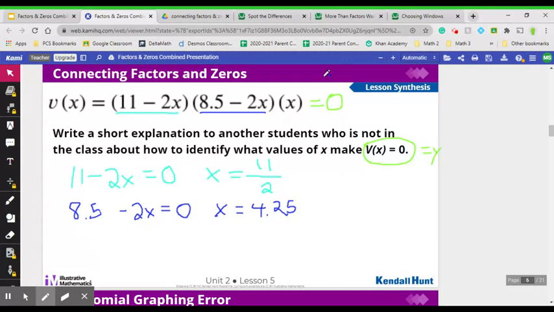And then the last one, something to look out for, when you just have x as a factor, that means this x right here is just going to be 0 automatically. And that's something to remember for future problems. And that's how you would find all the values when y is 0 or v of x equals 0. And just remember that all those x's you're finding, those are your x-intercepts, or your zeros, in the way of saying it.